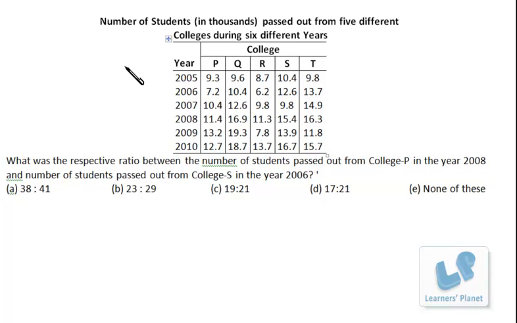Here, the number of students in thousands passed out from 5 different colleges during 6 different years, right? Now let's take the first question. What was the respective ratio between the number of students passed out from college P in year 2008 and the number of students passed out from college S in 2006? So what we have to keep in the numerator is college P, year 2008. So 2008 college P, it's 11.4, right? Now in the denominator, college S in 2006. So in 2006 college S, that is 12.6, right?